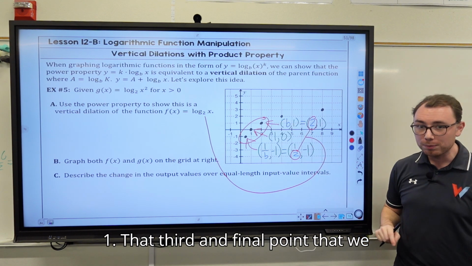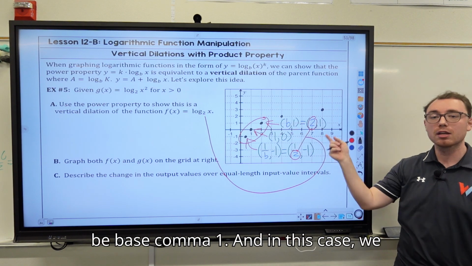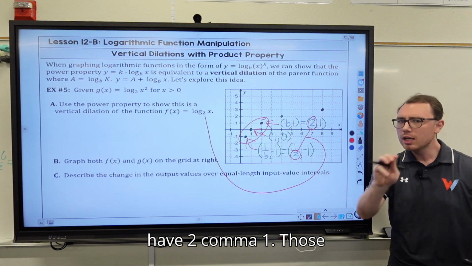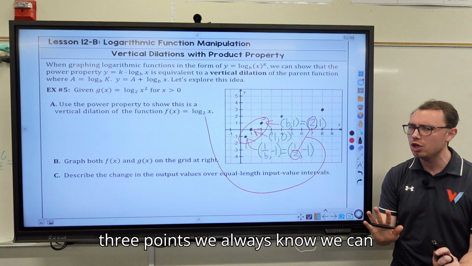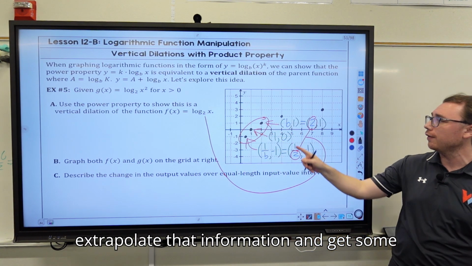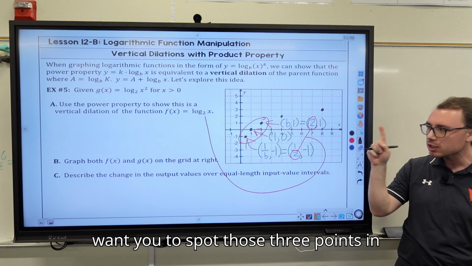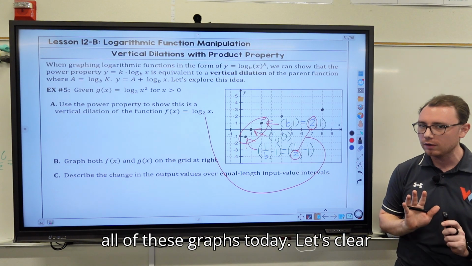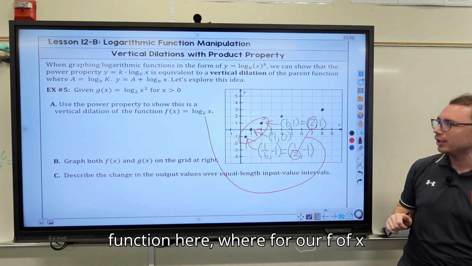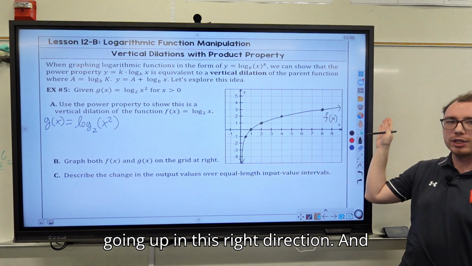That third and final point that we know for all of these bases is going to be base, comma, 1. And in this case, we have 2, comma, 1. Those 3 points we always know we can plot for these kinds of logs. We can extrapolate that information and get some other points later on. But really, I want you to spot those 3 points in all of these graphs today. Let's clear that up and just graph our f of x function here, where we're just showcasing that it's going up in this right direction.